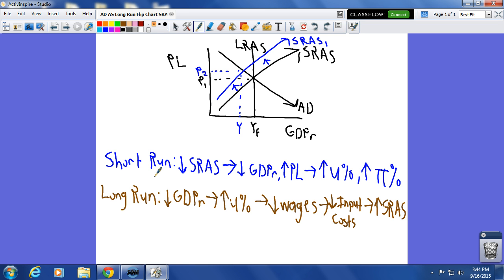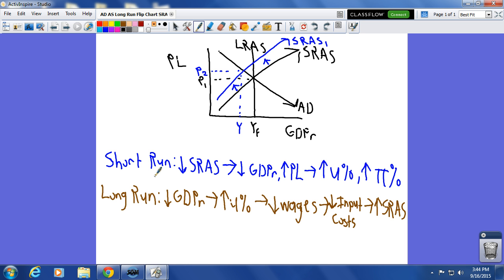So notice here what's going on. You have an increase in unemployment and inflation. What's that called? That is called stagflation. So this stagflation takes effect in the short run when wages and other input costs are sticky. Now, let's go ahead and move on to the long run.